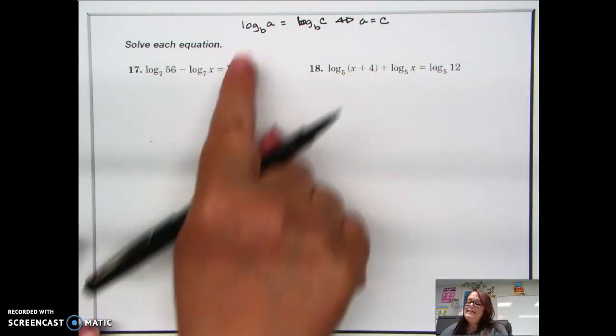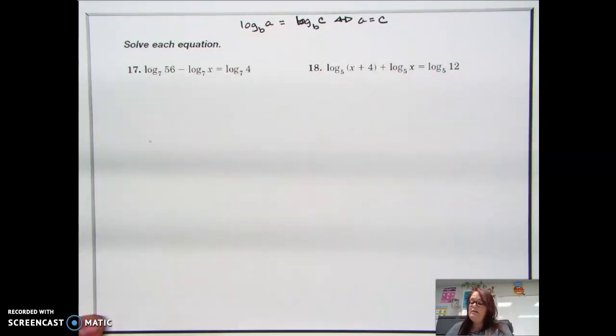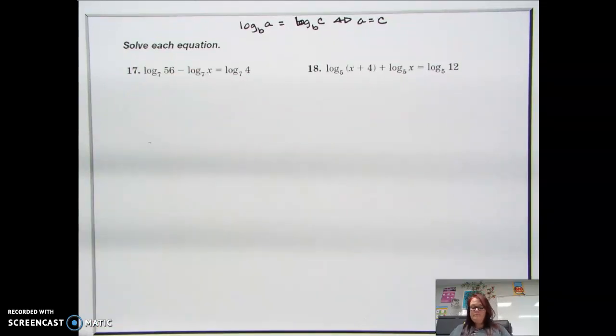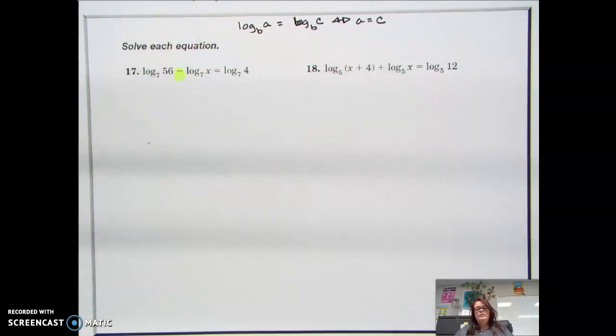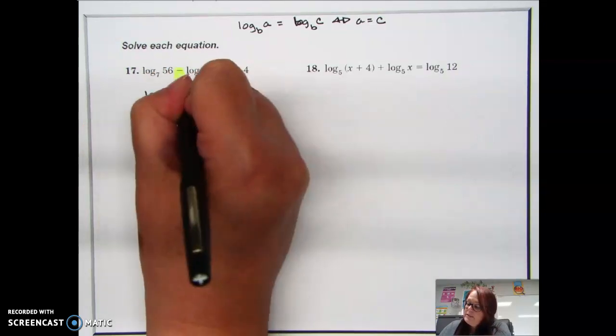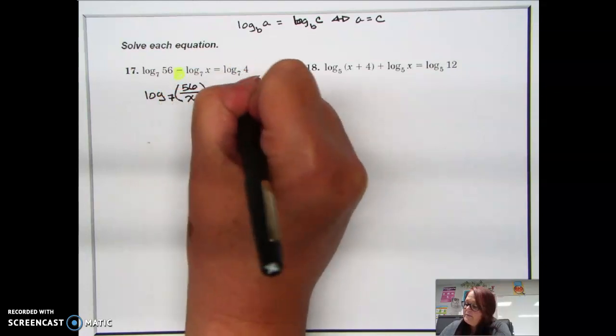So if I can get a single log equal to a single log, then I can say that the values inside are the same, but I can't do that when I have more than one log on the same side. So I have this subtraction here, and the big question is, when my exponents are being subtracted, what am I doing to my numbers? It's like the reverse of the exponent laws. So hopefully you recognize that when you're subtracting your exponents, you're really dividing your numbers. So this would be 56 over x.